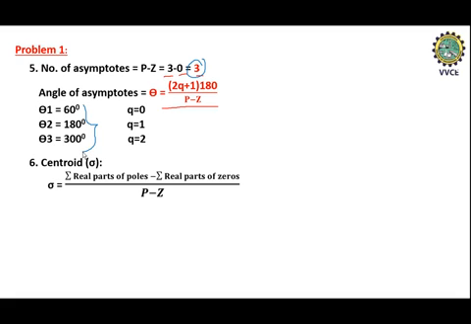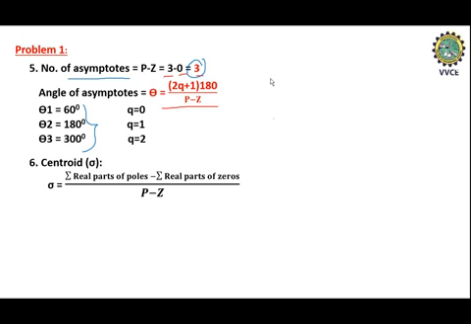After that, you already got 3 asymptotes, that is 3 infinite branches in 3 different directions, that is 60 degree, 180 degree and 300 degree. But there will be an intersection point of these asymptotes. So that intersection point you need to know.